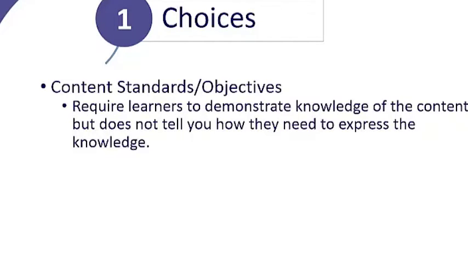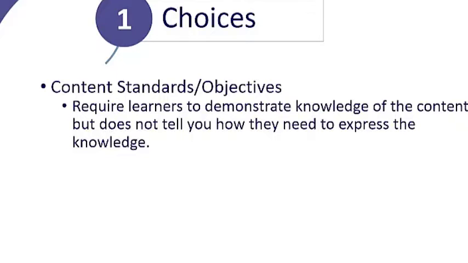There are two types of learning objectives. The first type is a content objective. This type of objective requires learners to demonstrate knowledge of the content, but does not identify how they need to express the knowledge. When learners are providing evidence that they're meeting a content objective, consider providing them with choices of how to demonstrate their understanding.